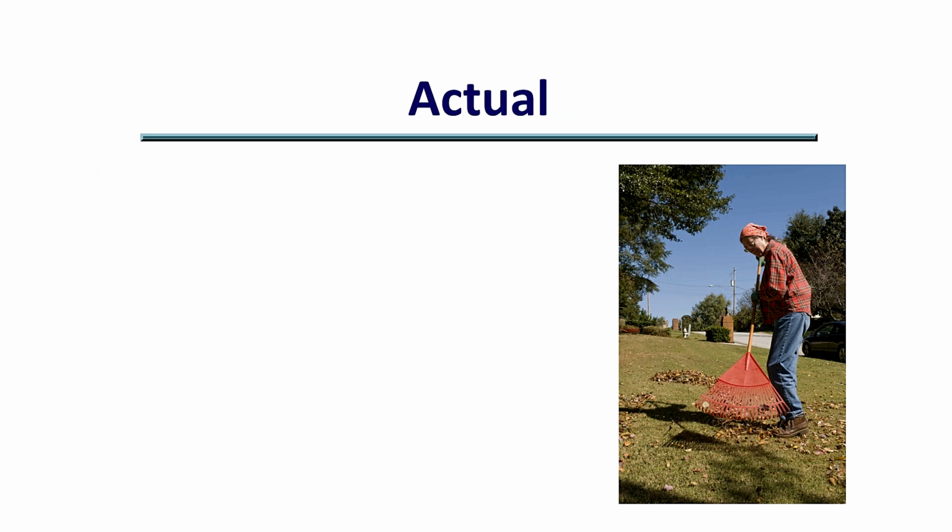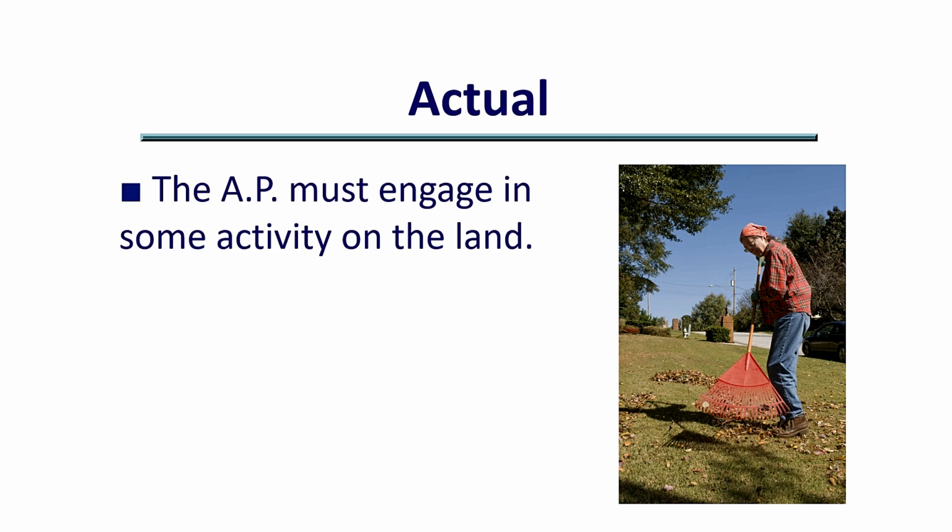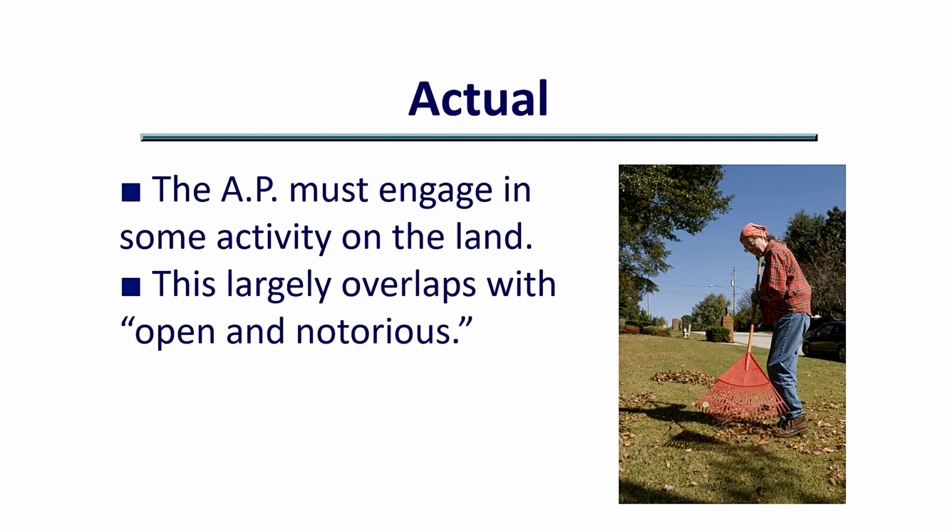The fourth requirement is that the adverse possession must be actual. And what that means is the adverse possessors really got to go on the land and engage in some activity there. Now, the activity is perhaps potentially controversial. Largely, this overlaps with open and notorious, but how much activity must there be?